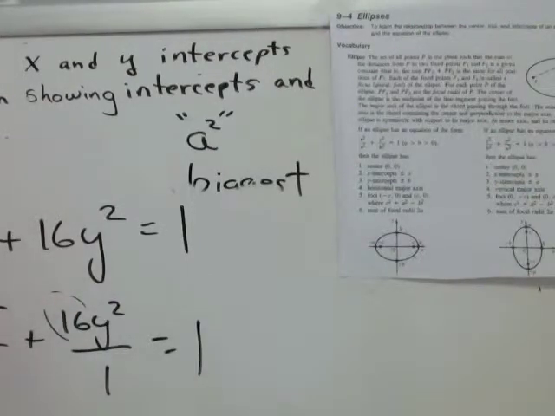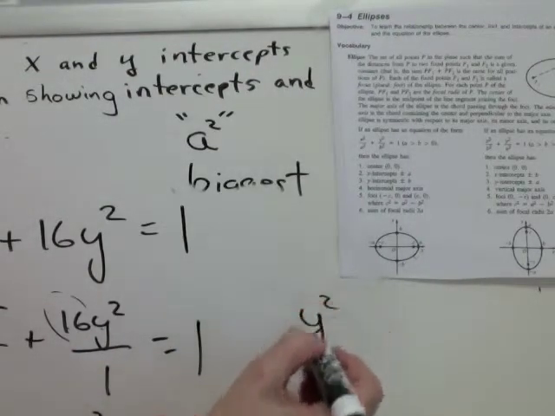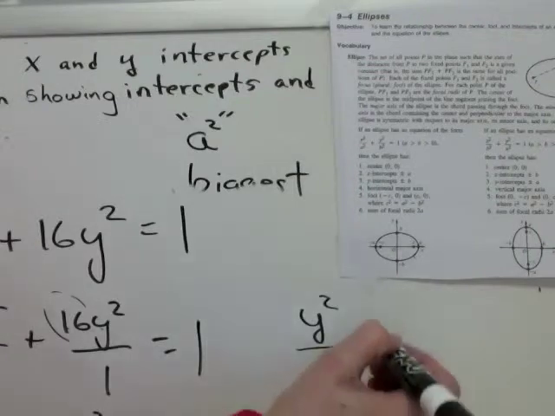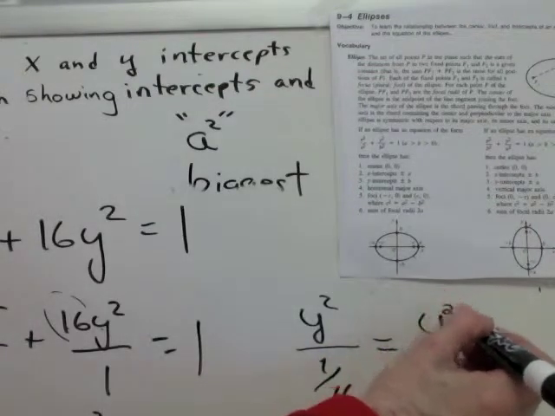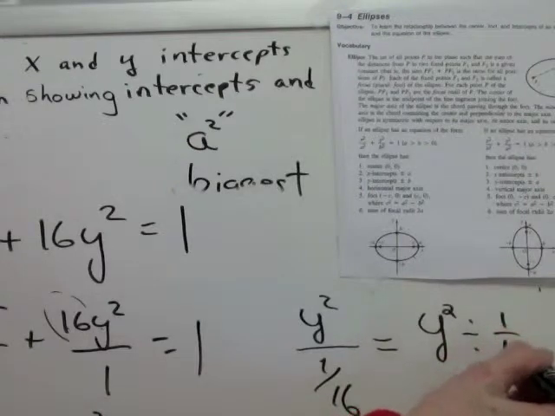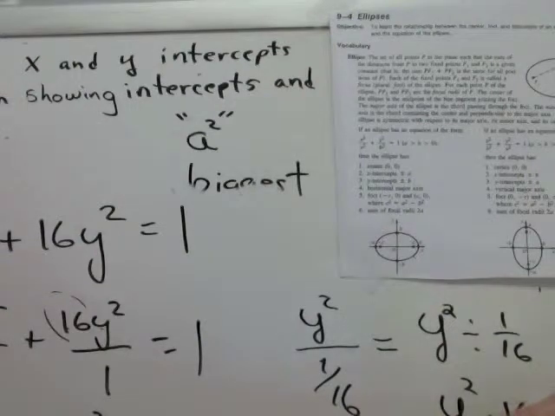So the way to get around that is x squared over 1. This is 16 times y squared. Well, it could be also written as y squared over 1/16 equals 1. And I can prove that because y squared over 1/16 really means y squared divided by 1/16, which really means y squared times 16 over 1, which is 16y squared. So, y squared over 1/16 is a different way to represent 16y squared.